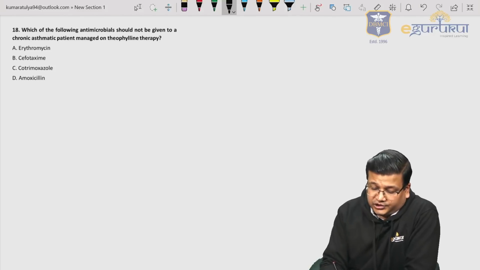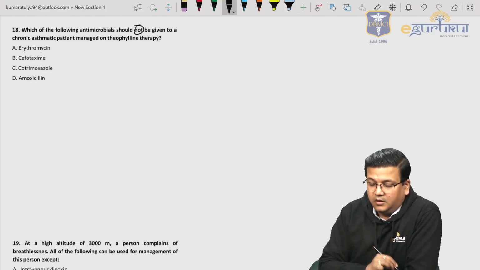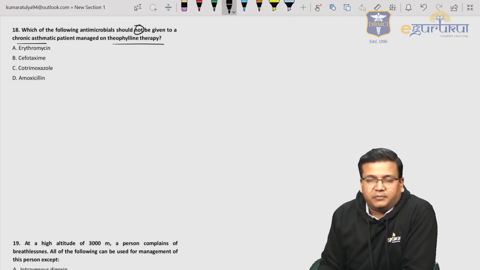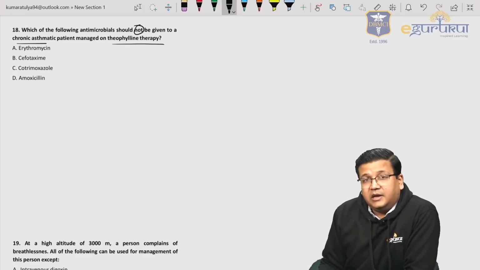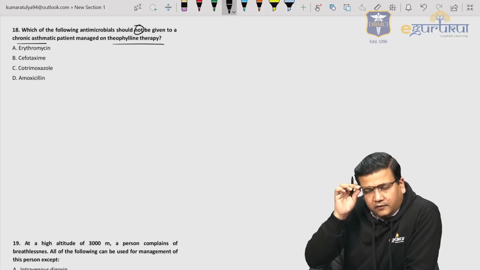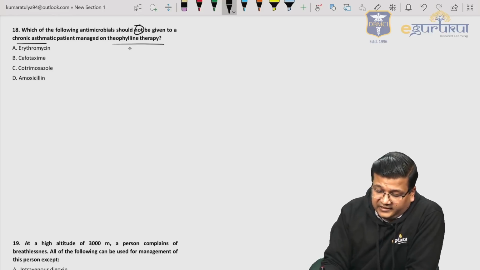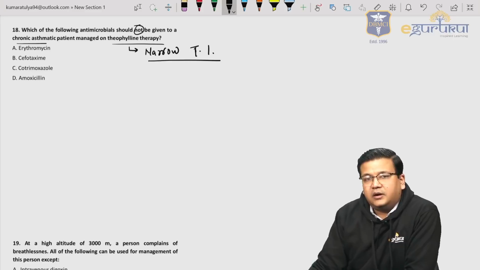Question number 18, which of the following antimicrobials should not be given to a chronic asthmatic patient managed on theophylline. So in the same paper we are having 2 questions on theophylline. Theophylline suddenly has become a very important topic for the subsequent examination. Theophylline has a narrow therapeutic index.